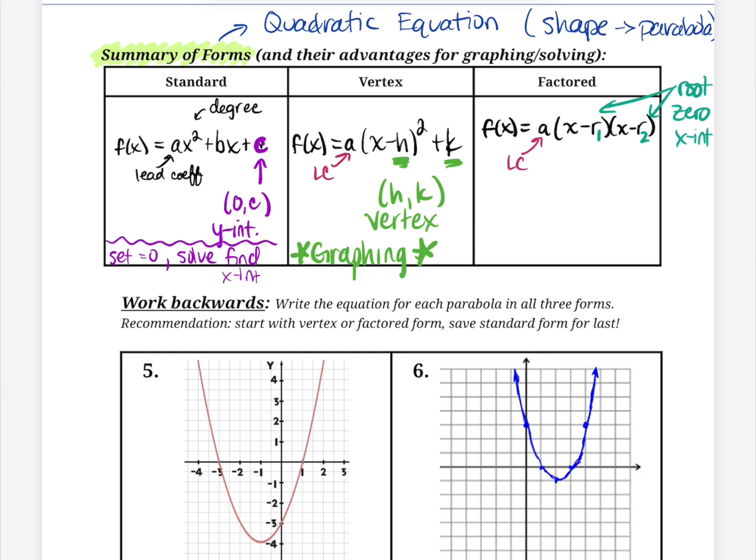What is the benefit of being in factored form? Identifying the x-intercepts. That is super fast because you just set each factor equal to 0 and solve. When you solve them for x, you get your x-intercepts.